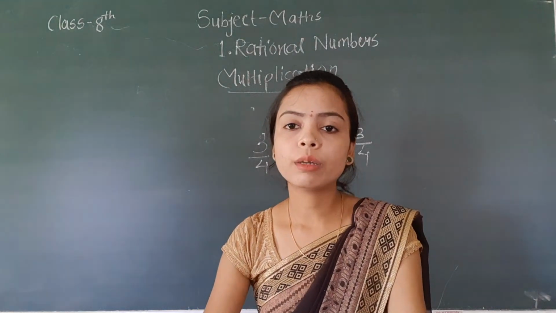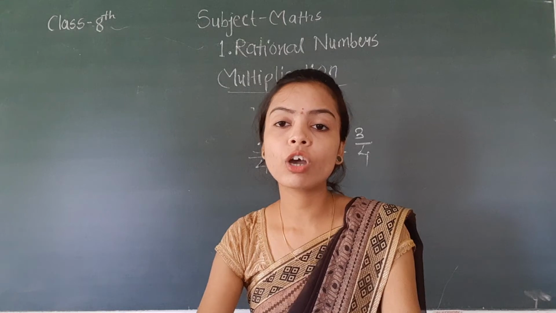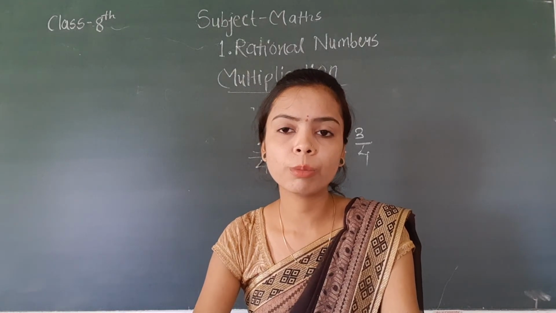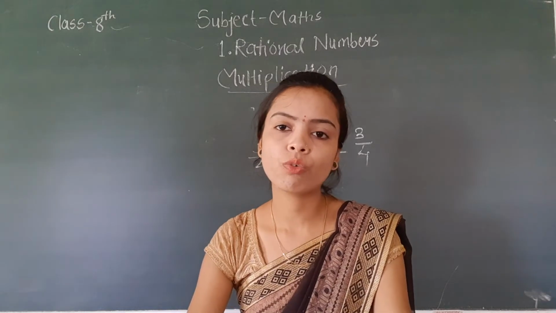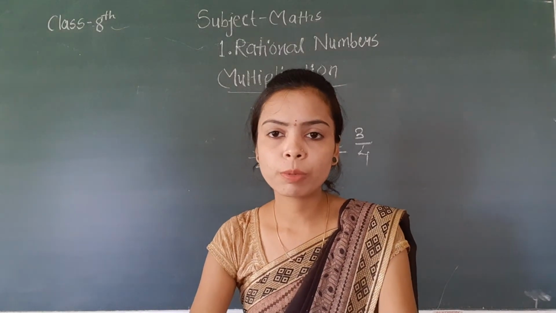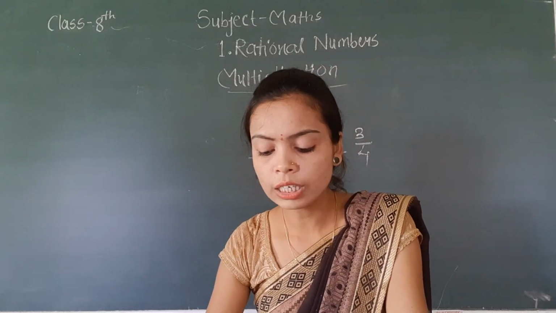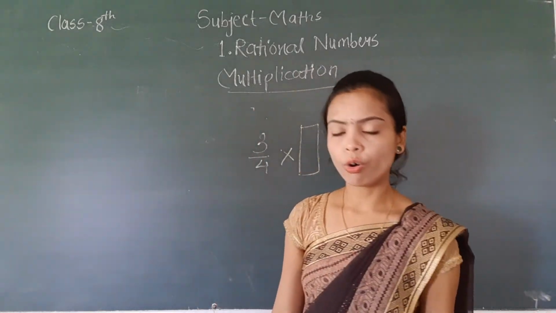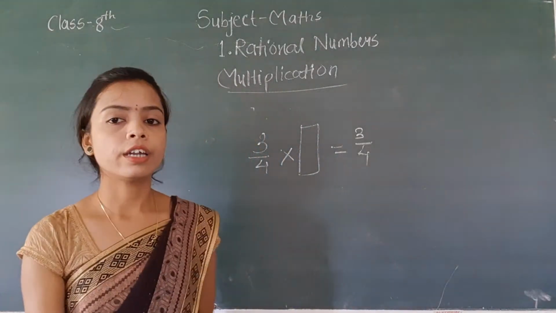So that number is 1. Okay, so that number is 1. That means if you are multiplying your rational number with 1, your answer is again that rational number. So we can say that the multiplicative identity is the number 1 itself, because the product of 1 and any rational number is again that rational number.